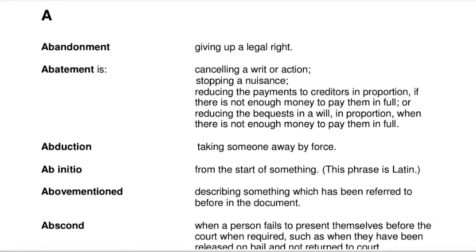So let's start. Abandonment, giving up a legal right. Abatement is canceling a writ or action. Abatement can also be stopping a nuisance. Abatement is reducing the payments to creditors in proportion if there is not enough money to pay them in full, or reducing the bequests in a will in proportion when there is not enough money to pay them in full. So that would be an abatement. Payments to creditors in proportion.